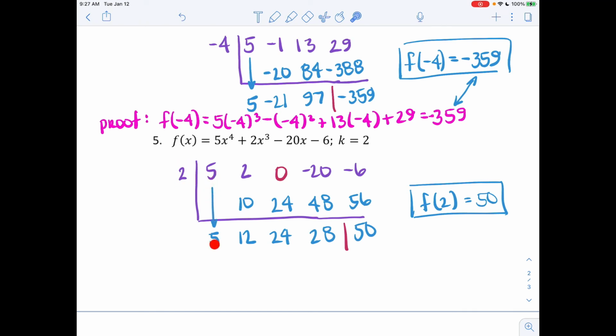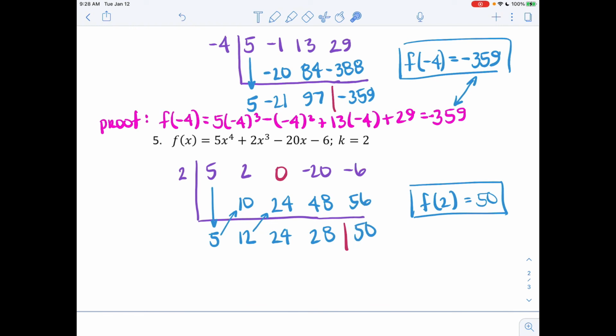5 comes straight down and we multiply 5 times 2. We get 10, which we will write up here. 2 plus 10 gives me 12. 12 times 2 is 24, and we write it up here. Remember, we're always going up and to the right. Adding straight down, we get 24, and then we're ready to multiply 24 times 2 and get 48. Negative 20 plus 48 is 28, and times 2 one more time will give us 56. Negative 6 plus 56 is 50.